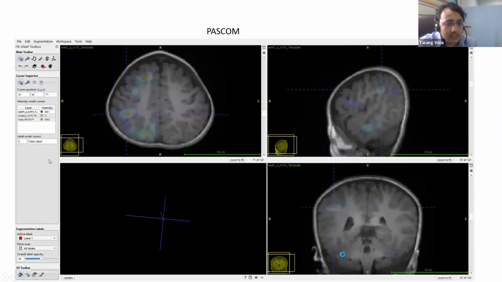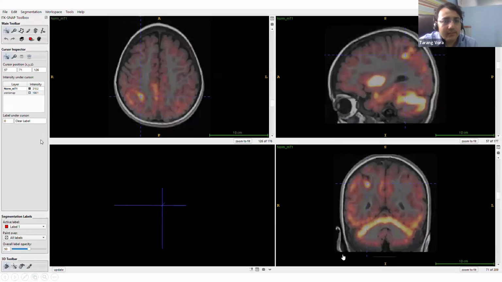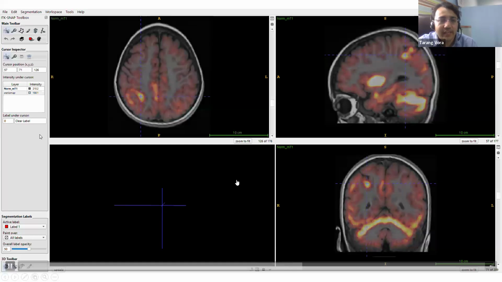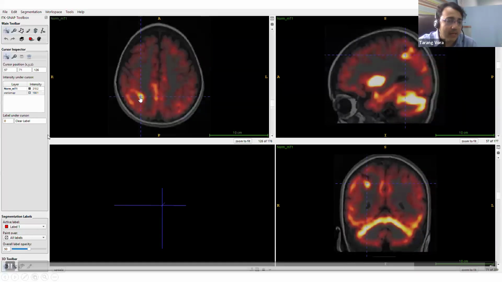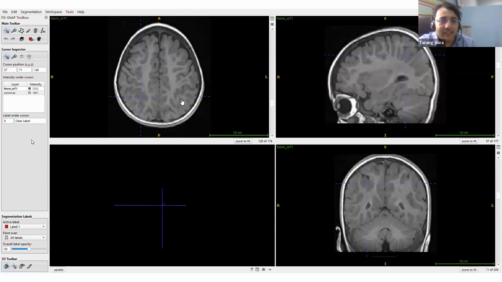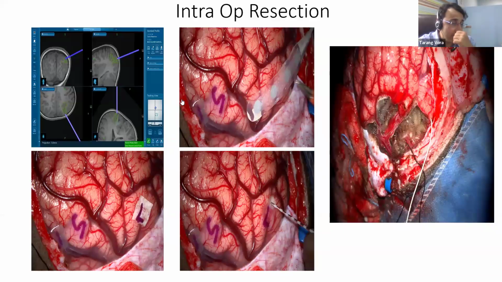Okay, we have this as the PASCOM. And then we have the texture analysis, where we have the intensity of the gray-white matter. So the intensity of gray matter is abnormal over here compared to the contralateral side. To the naked eye, it looks absolutely normal. And this is what we did. We mapped out the area.